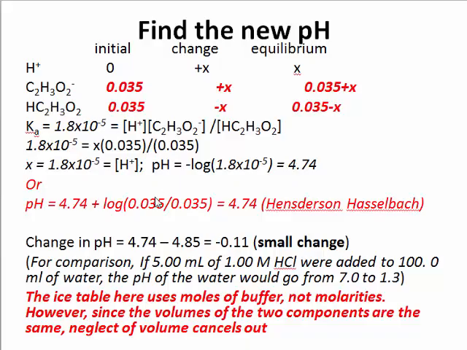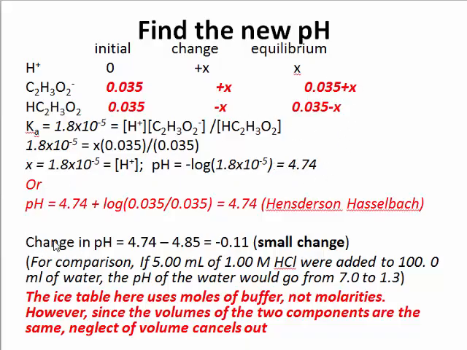So we can put these moles, not molarities, either in this expression or in the Henderson-Hasselbalch expression to determine the pH. Again, our ice table here uses moles of buffer, not molarities. Since the two components are both in the same volume of mixture, volume cancels out. That's why I'm able to do this.